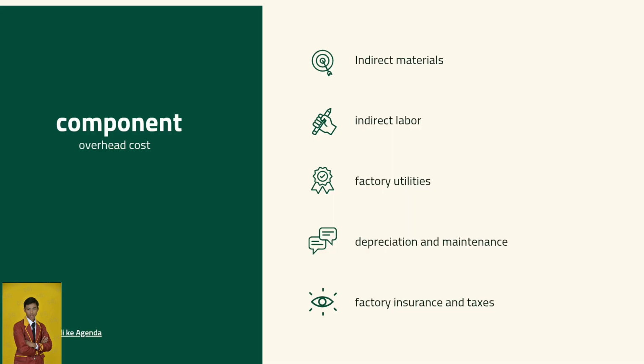Next, the overhead cost components include various things. For example, indirect materials such as machine lubricants, indirect labor such as foreman's salary, electricity and water used in the factory, machine depreciation costs, to insurance and factory building taxes.